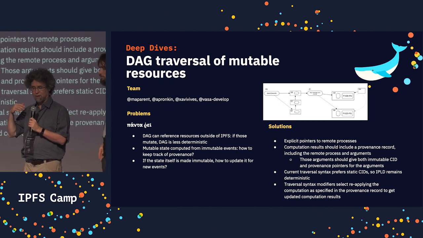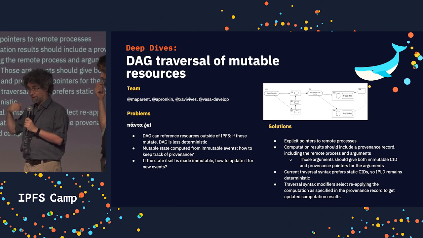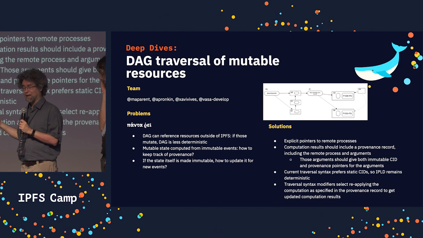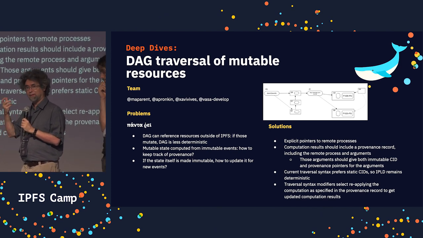It's obviously work in progress, but I think it's useful. I mean, we all want updated values and still respects the immutability and deterministic nature of DAG traversal.